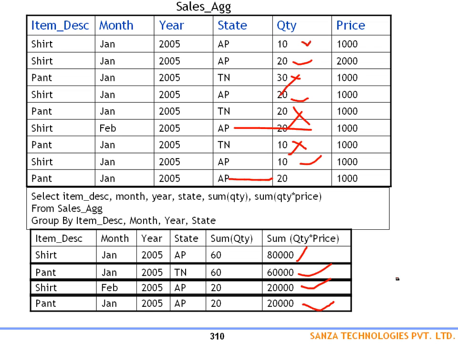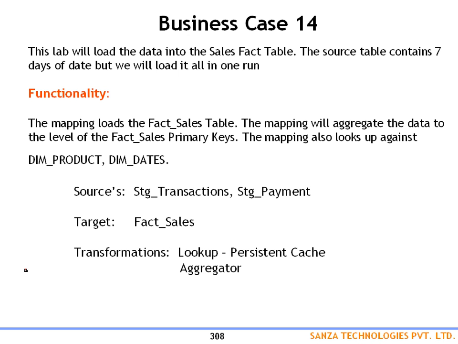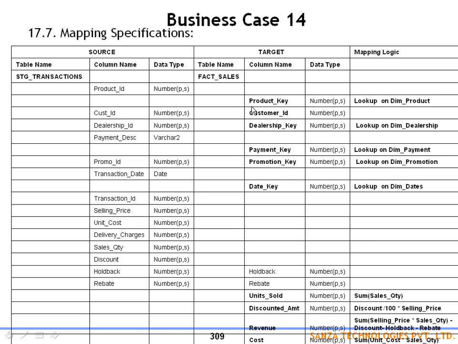So what he wants from this ETL specification document is, as per the document, to aggregate the data based on the fact table, the sales table's primary keys. He wants to aggregate on this and calculate units sold, discounted amount, revenue, and cost to be loaded into the target table, that is the sales fact table.